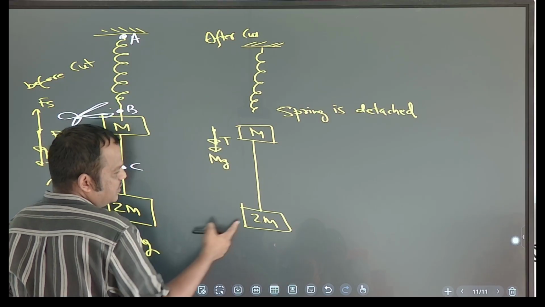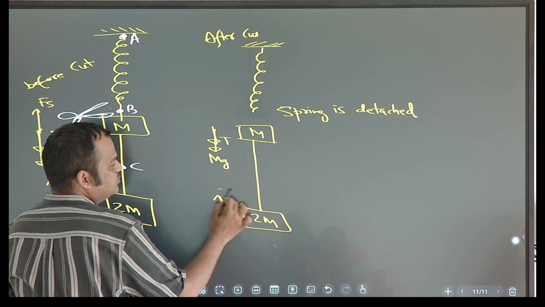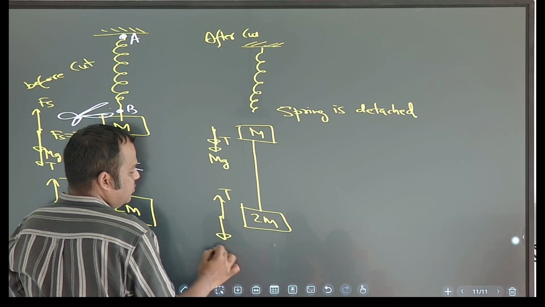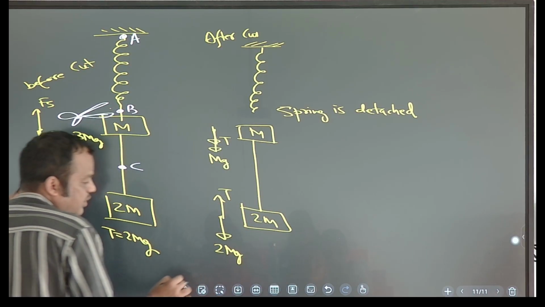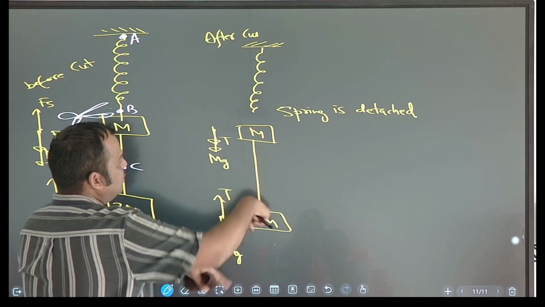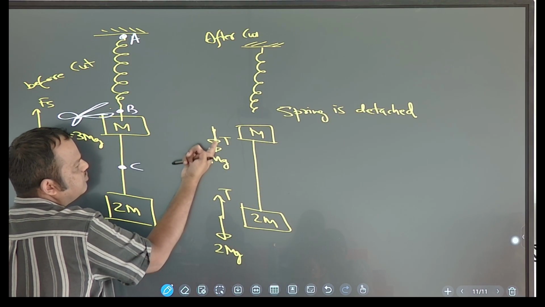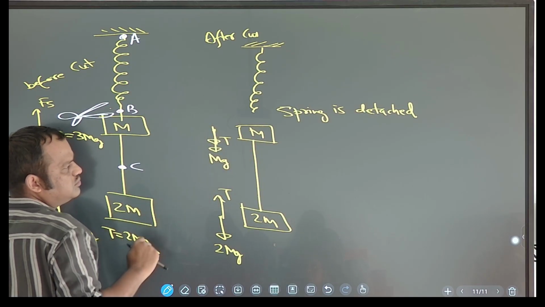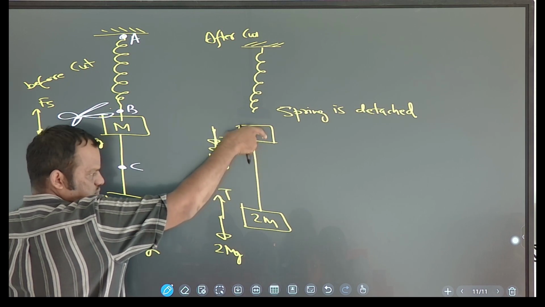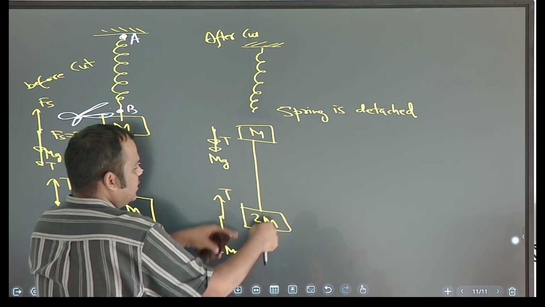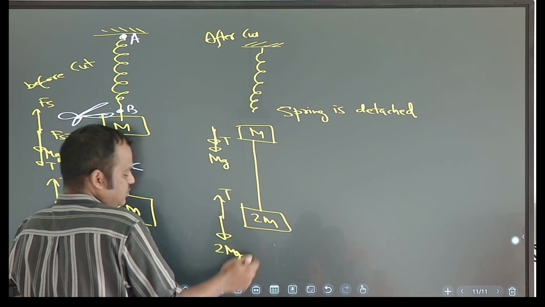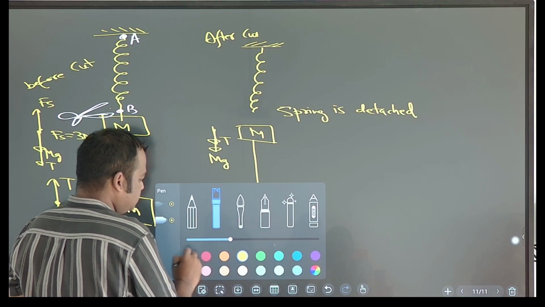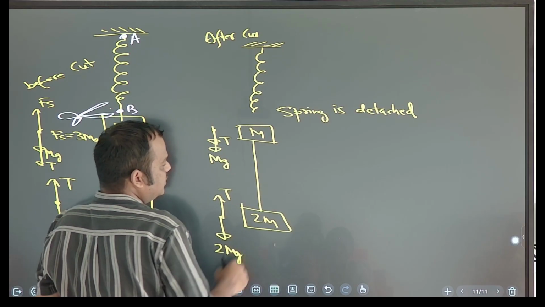Tension also there, suppose. So T. And for 2M, what is the force upward? Tension. And downward? 2 mg. Correct. So they will fall. See, what is the direction of net force on M? Downward. Is there any upward force? No. So M will fall. So M is falling, 2M is also falling. So now calculate acceleration.